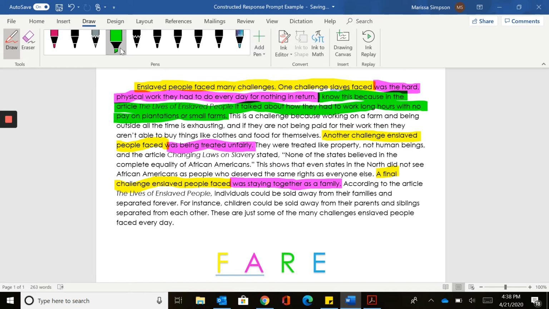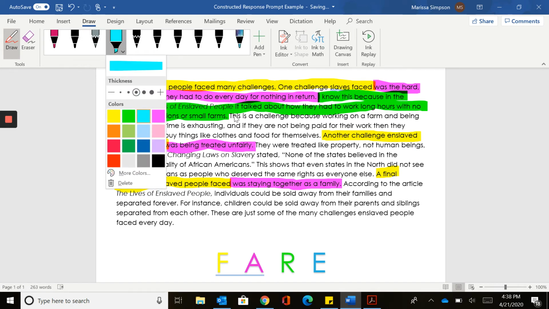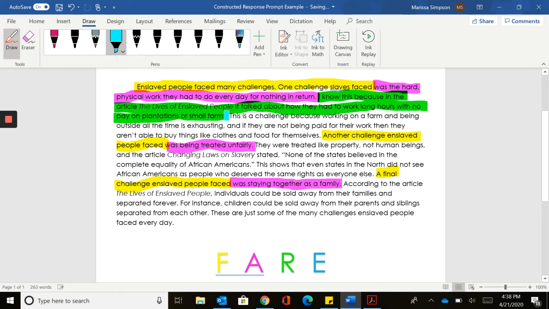And then I went on to explain what that meant. I said, this is a challenge because working on a farm and being outside all the time is exhausting, and they are not being paid for their work. If they aren't being paid for their work, then they aren't able to buy things like clothes and food for themselves. Okay, so that is my first example of using the whole FAIR strategy: flipping, answering, referring, and then explaining.